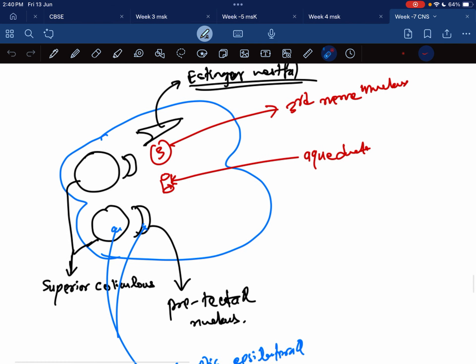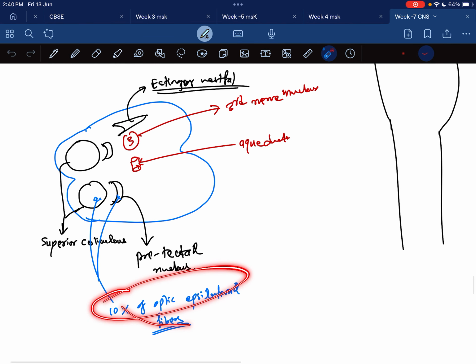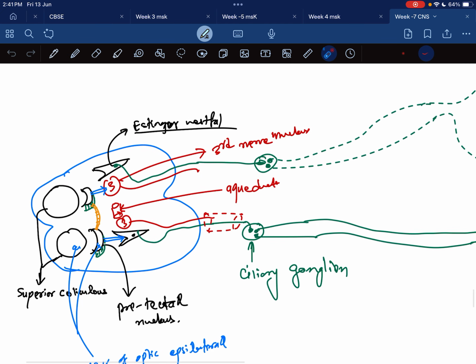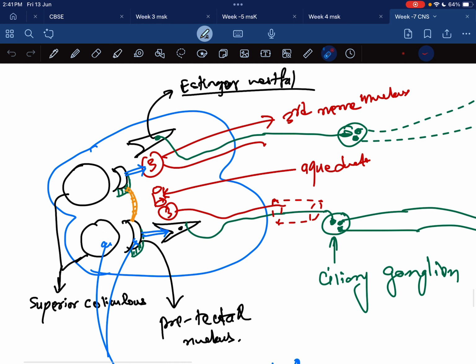When we look at the brainstem, 10% of the ipsilateral fibers come and supply the superior colliculus and also the pretectal nucleus. These pretectal nuclei are connected to each other. We can look at the superior colliculus and some fibers from the pretectal nucleus. The pretectal nucleus supplies the Edinger-Westphal nucleus, and also supplies the third nerve nucleus.